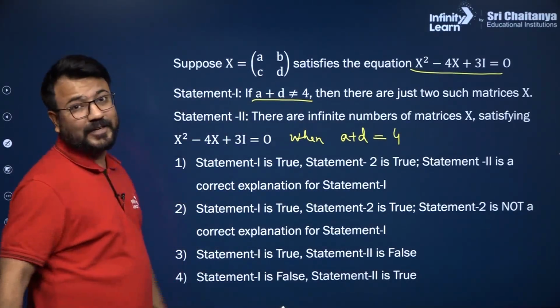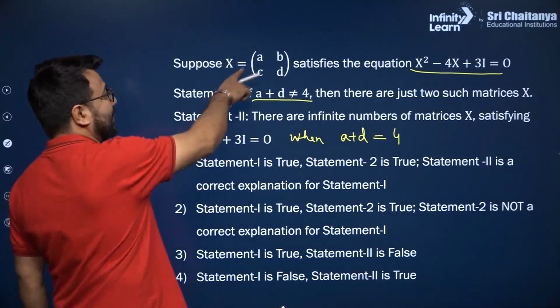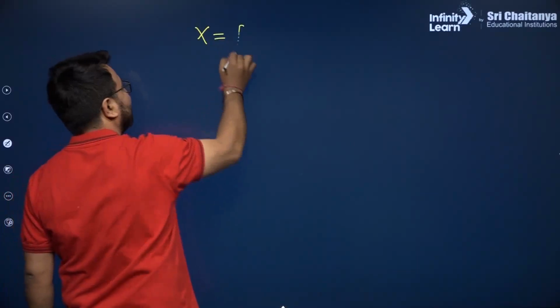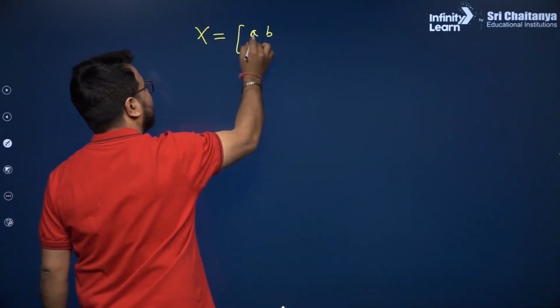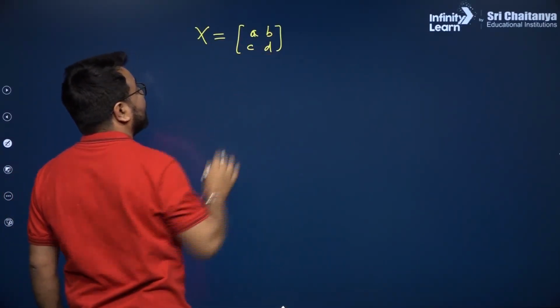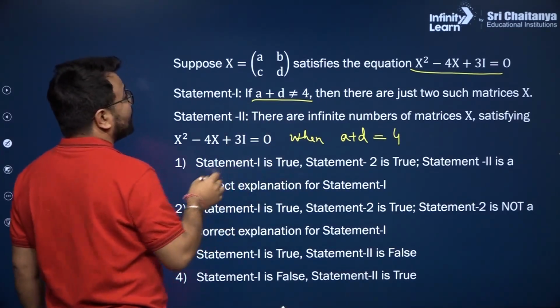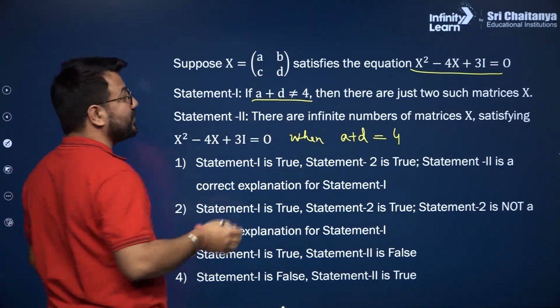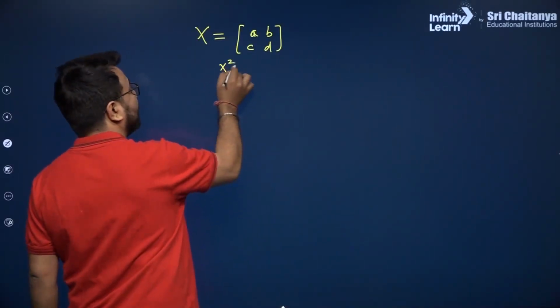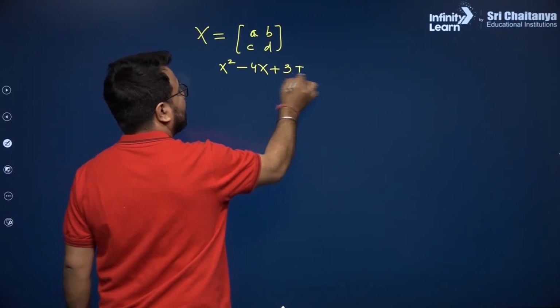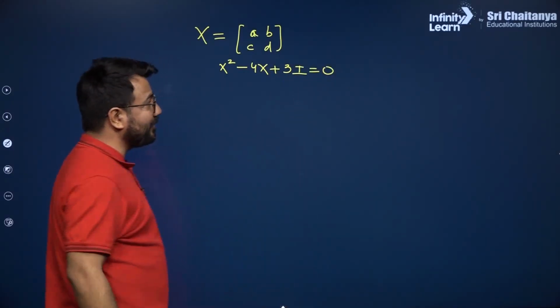So how will I be able to figure it out? Basically this is X, and inside X we are given A, B, C, D. So I am writing X as the matrix A, B, C, D. There is a matrix polynomial given to us, x square minus 4x plus 3i. That can be broken down into two factors. So here we write x square minus 4x and then plus 3i. I am breaking it down into two different factors.